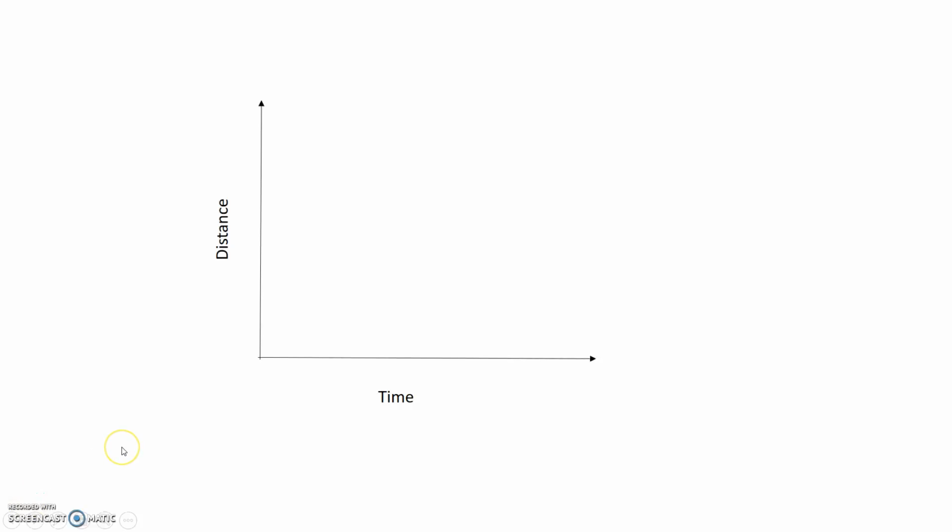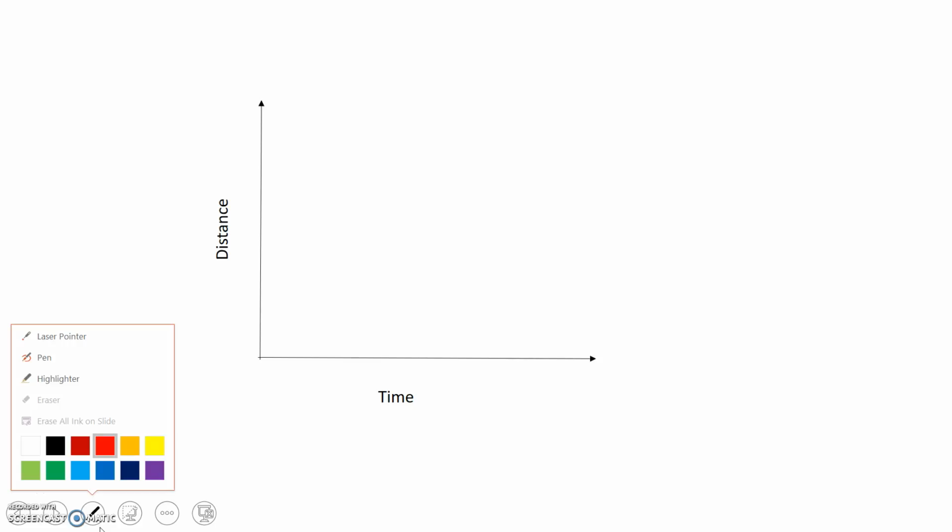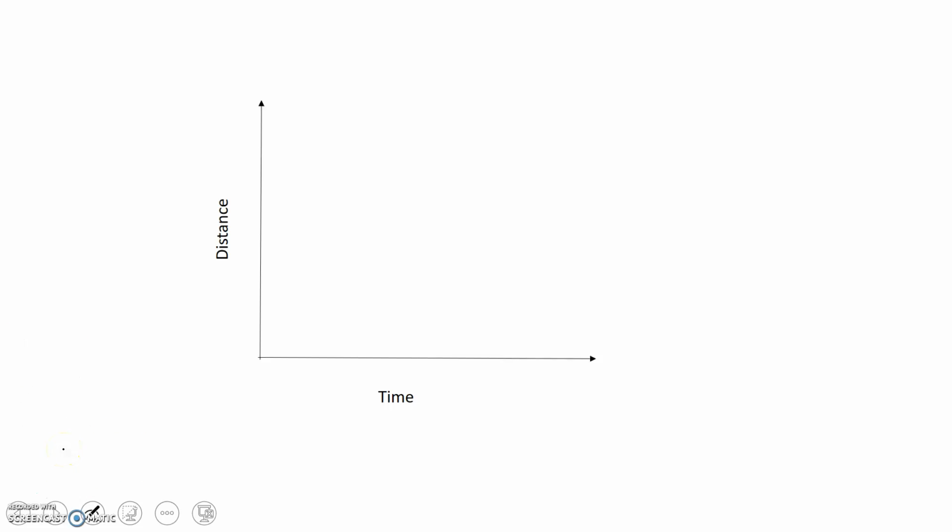Okay, so today we're going to learn about interpreting graphs. And the first thing that we're going to look at is a distance versus time graph. So this will probably already be drawn for you, and I'm just going to draw one.